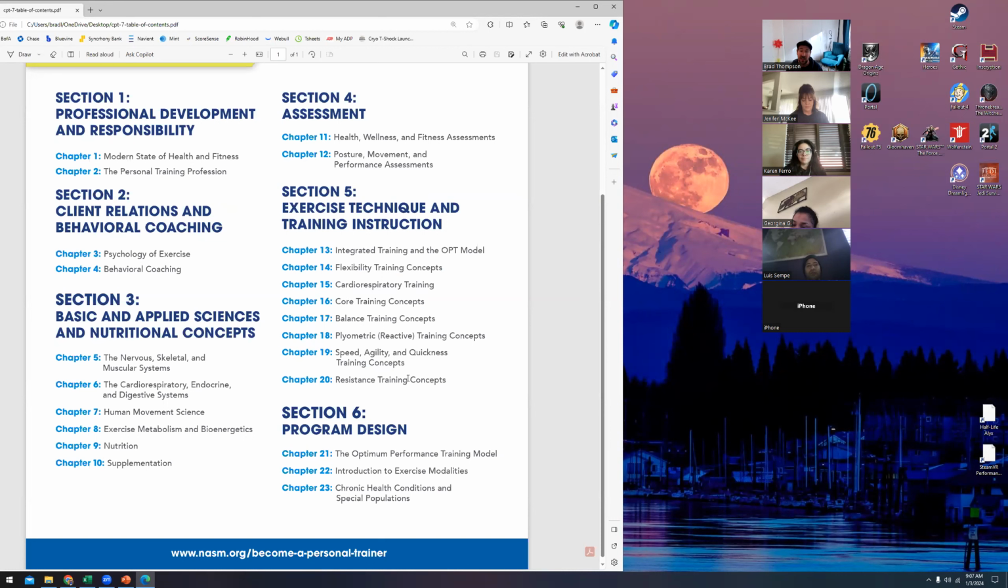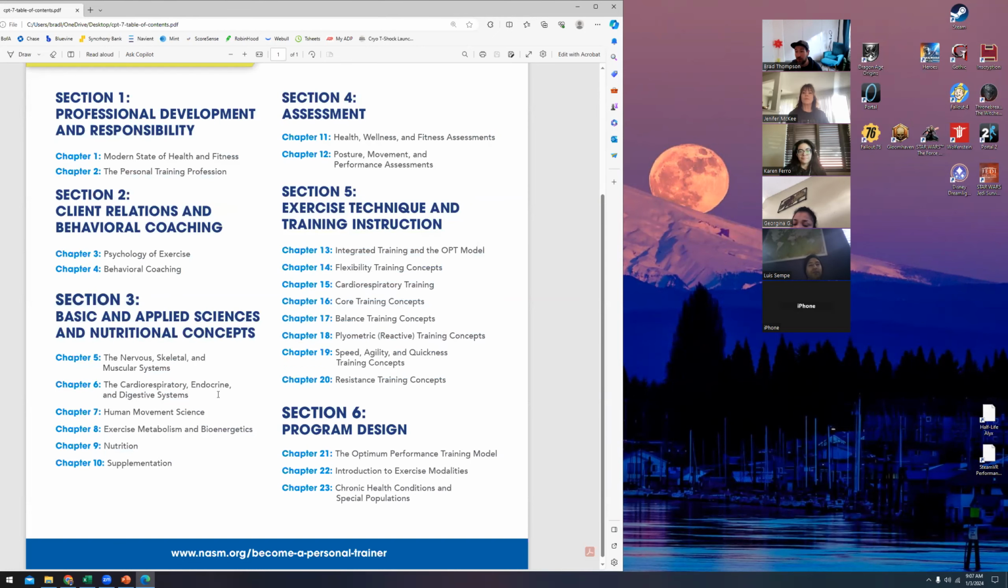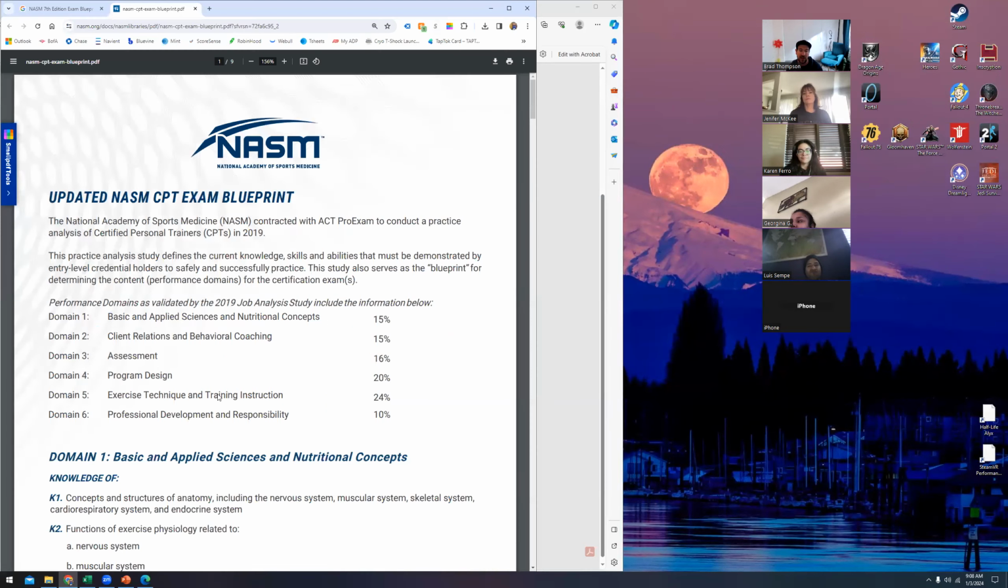And if you guys really put most of your effort into your assessments and exercise technique and training instruction, and you limp through the rest of this, you will still probably walk away with at least a 70% on your test, which is all you need to pass. So if we are gamifying things, in my opinion, that is the best strategy to win.